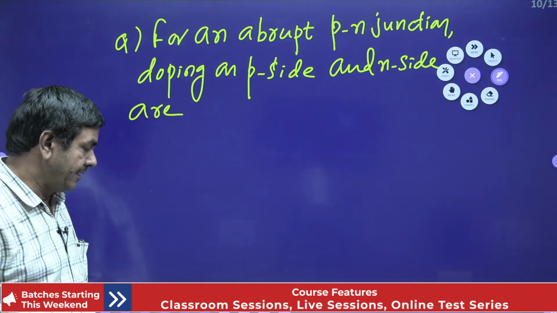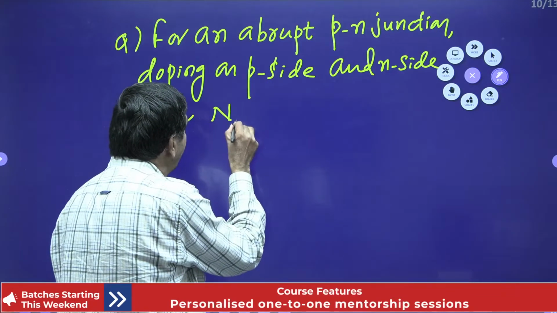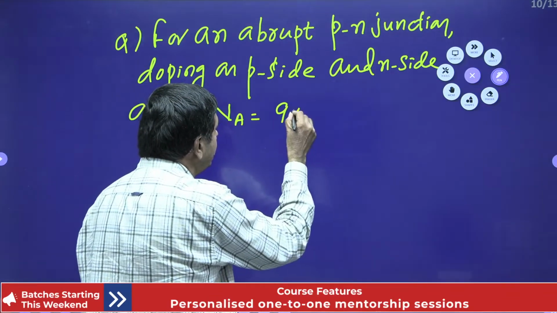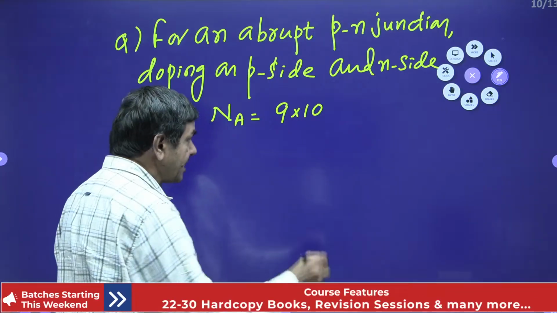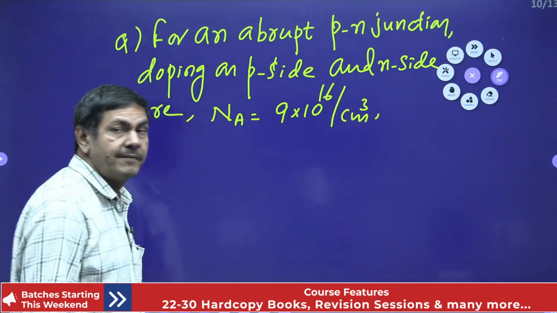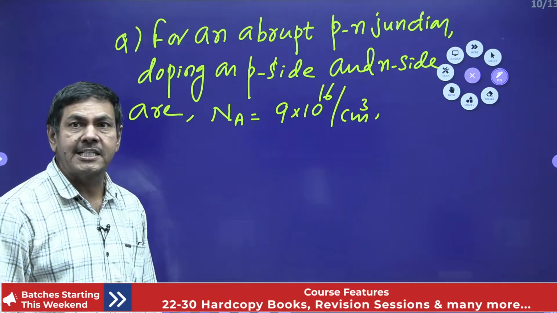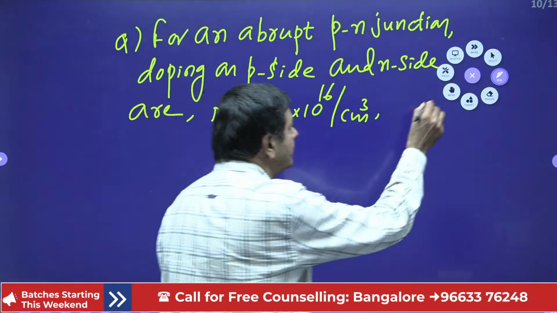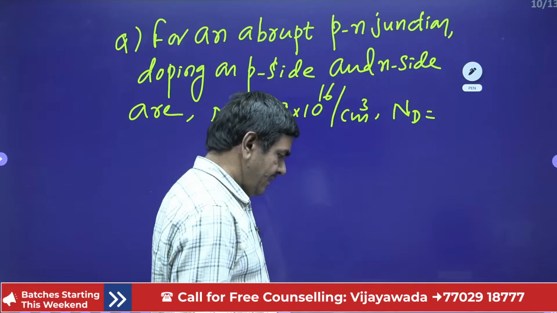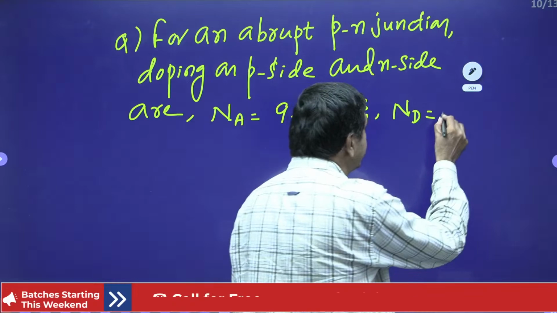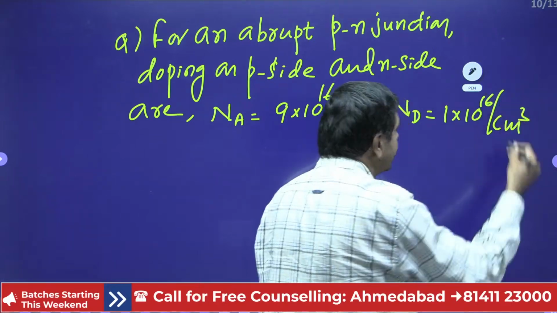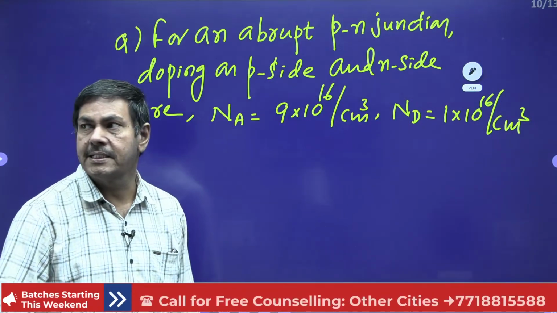What doping is made? Na, the acceptor concentration, is given as 9 into 10 power 16 per cm cube. And also in the problem, Nd, the donor concentration, is given here now. Nd equal to 1 into 10 power 16 per cm cube.